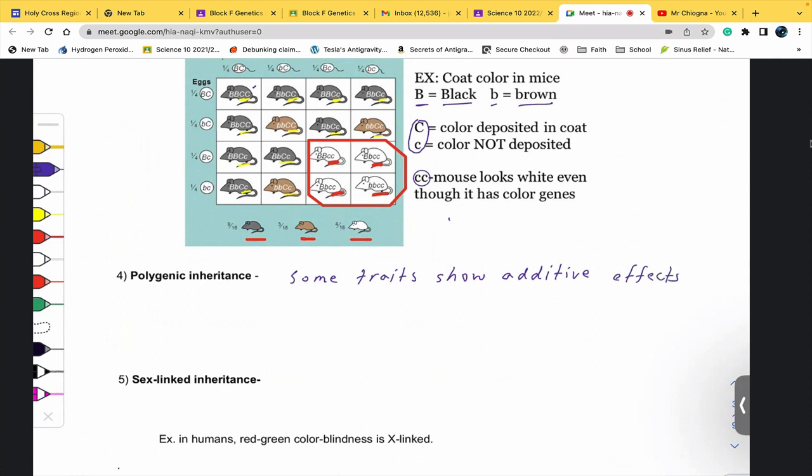Of 2 or more genes. Okay, you just have to know that definition. An example of that would be skin color in humans.